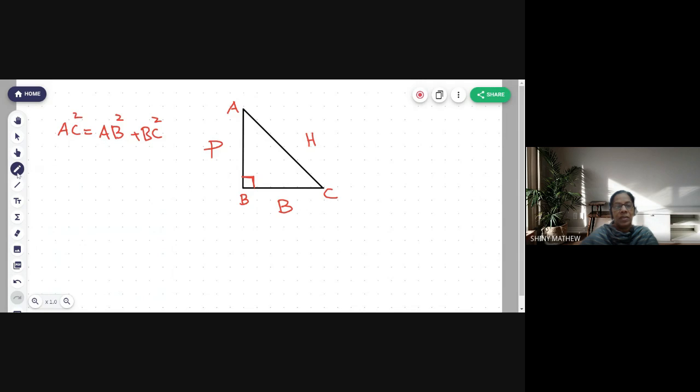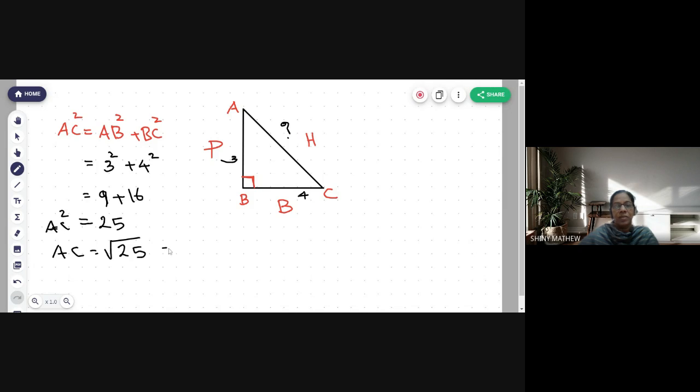Okay. Now as an example, suppose this side is 3 and this is 4. Then we can find the hypotenuse. How can we find the hypotenuse? AC square is AB square plus BC square. That is 3 square plus 4 square. 3 square is 9, 4 square is 16. So 9 plus 16 is 25. That means AC square is 25. And if AC square is 25, what is AC? AC is the square root of 25, which is 5. So the hypotenuse is 5. Now we can see 5 square is the same as 3 square plus 4 square.